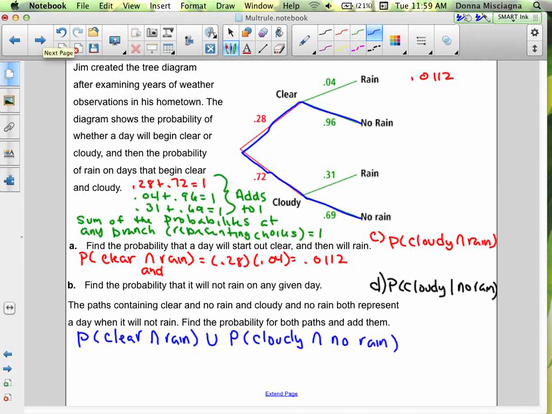All right, so now to find the probability of clear and no rain, we're going to multiply the 0.28 for the probability of clear times 0.96, the probability of no rain. I wrote rain over here. Well, I meant to say no rain. I think I even said no rain. Somehow the no just didn't happen.